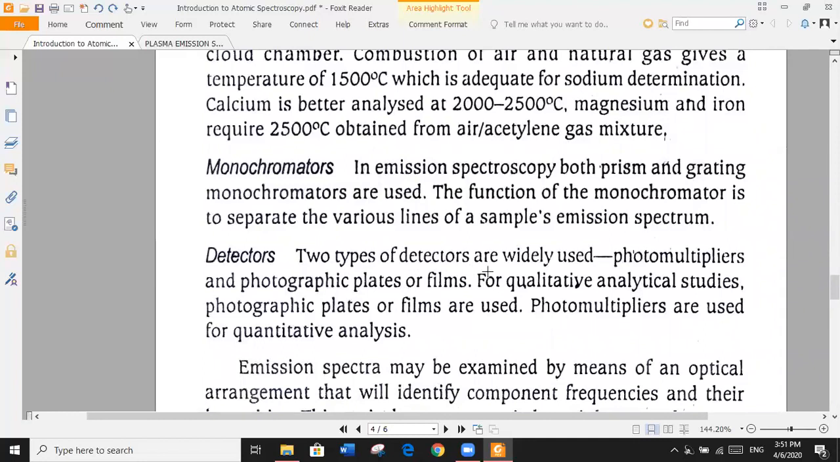Detectors. Two types of detectors are widely used: photomultipliers and photographic plates or films. For qualitative analytical studies, photographic plates or films are used, while photomultipliers are used for quantitative analysis.